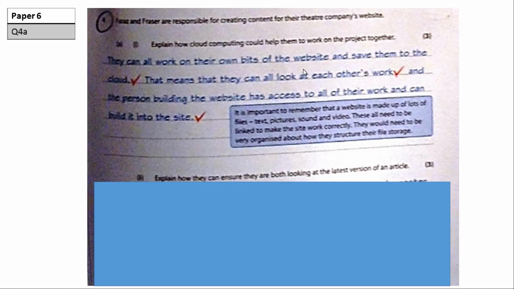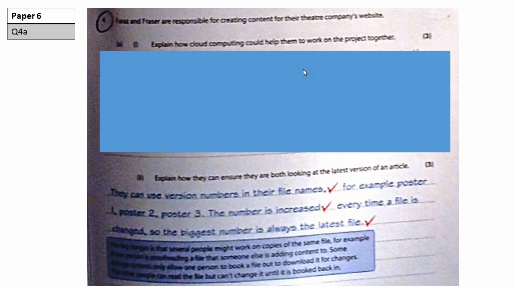Okay, the theatre company. Explain how they can ensure they're both looking at the latest version of an article. Okay, versioning. You touched massively on that. Think back to how you version your own work. Say if you're controlled assessment, you can use version numbers in the file names, e.g. post 1, post 2, post 3. Every time a file is changed, the biggest number is always the latest file. There are some softwares that do that for you automatically. You can also look at the date, but really it's more of a manual thing, making sure it's the latest version.